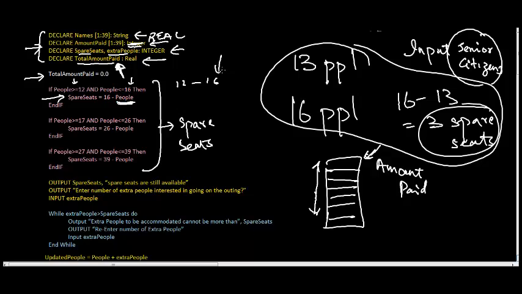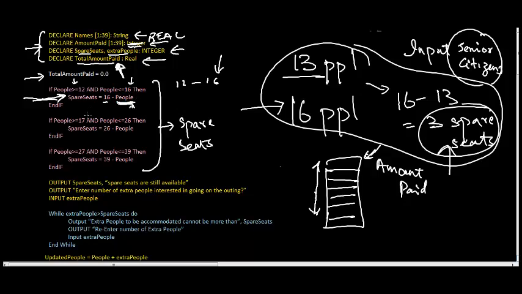Because in this group the maximum number of people that can go is 16. So that is what we are doing. 16 minus people would give us our spare seats, which is exactly what we are doing here. 13 people were going and we had 16 maximum, so 16 minus 13 would give us 3 spare seats. That is exactly what we are doing on this instruction. We are calculating the spare seats by using the equation 16 minus the people that are going on the trip.